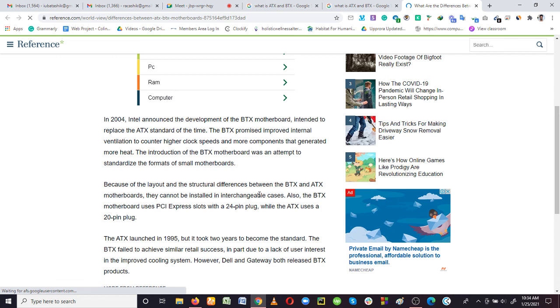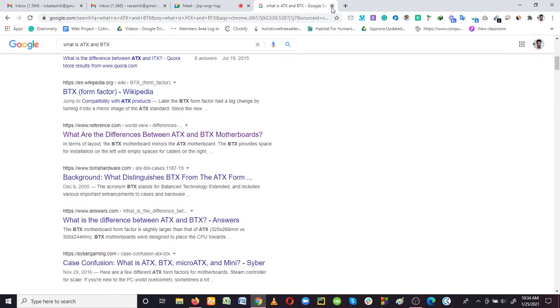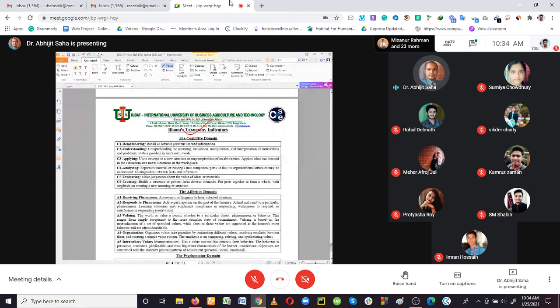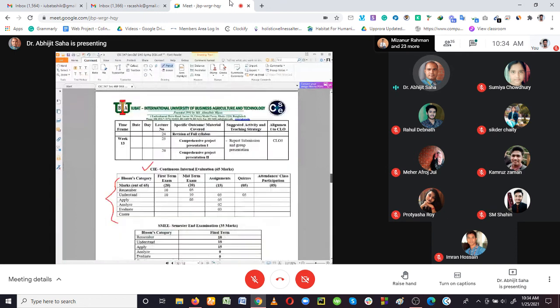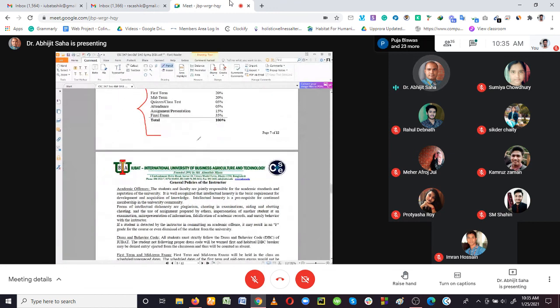So here we are getting the information about the assessment strategy for the first term and midterm, following Bloom's taxonomy, and we have the same for the final. So this is your course evaluation: first term, midterm, and final. You can check it.